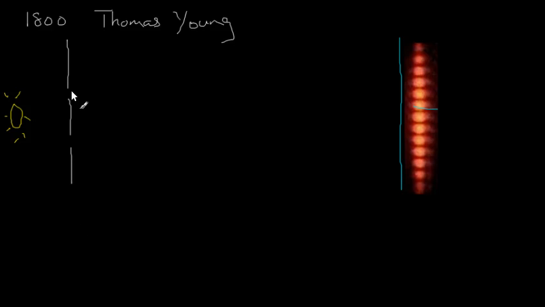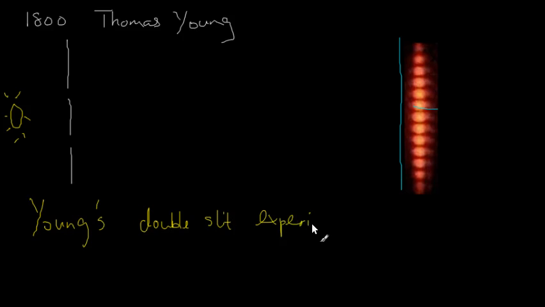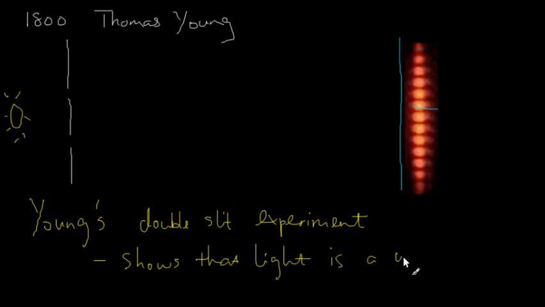So this setup has a name. This experimental setup, write that down, is called the Young's double-slit experiment. Right, and historically, it is very important because it shows that light is a wave.